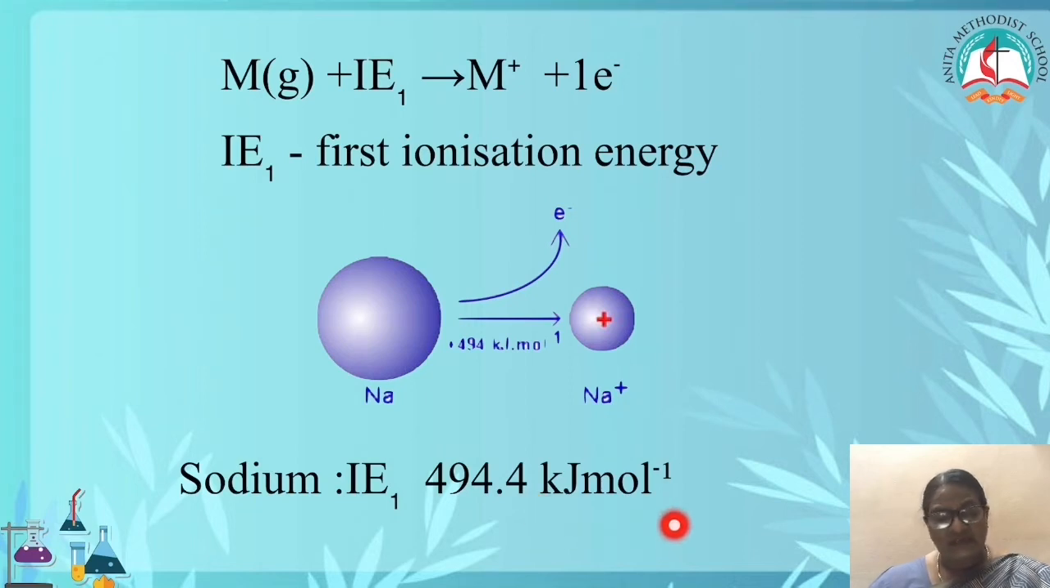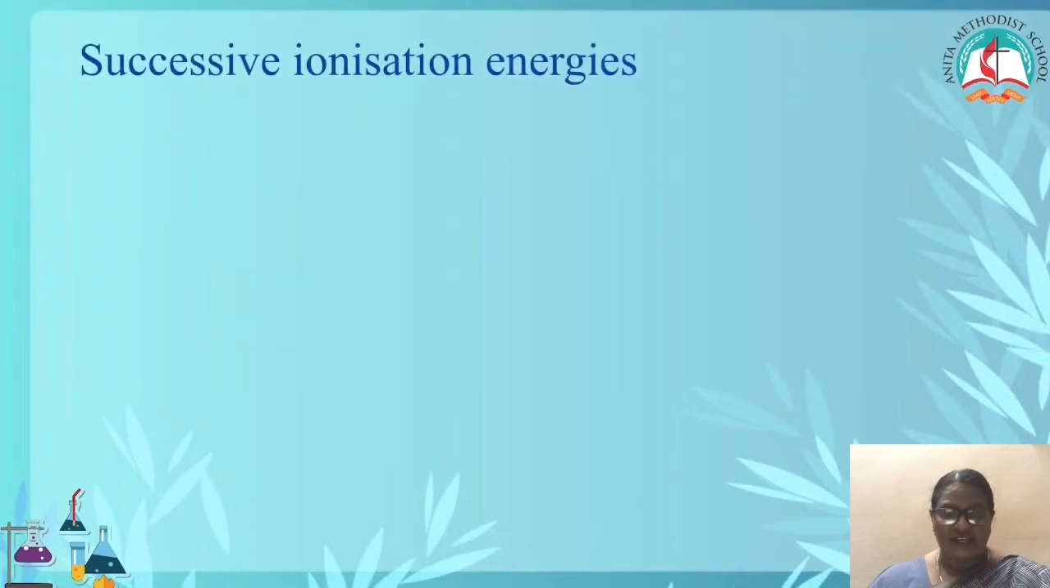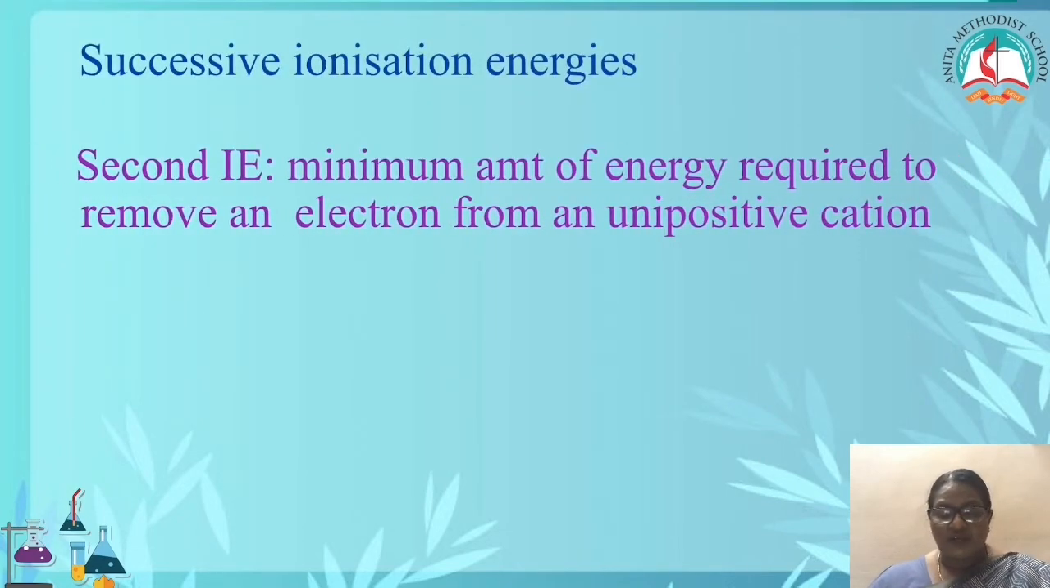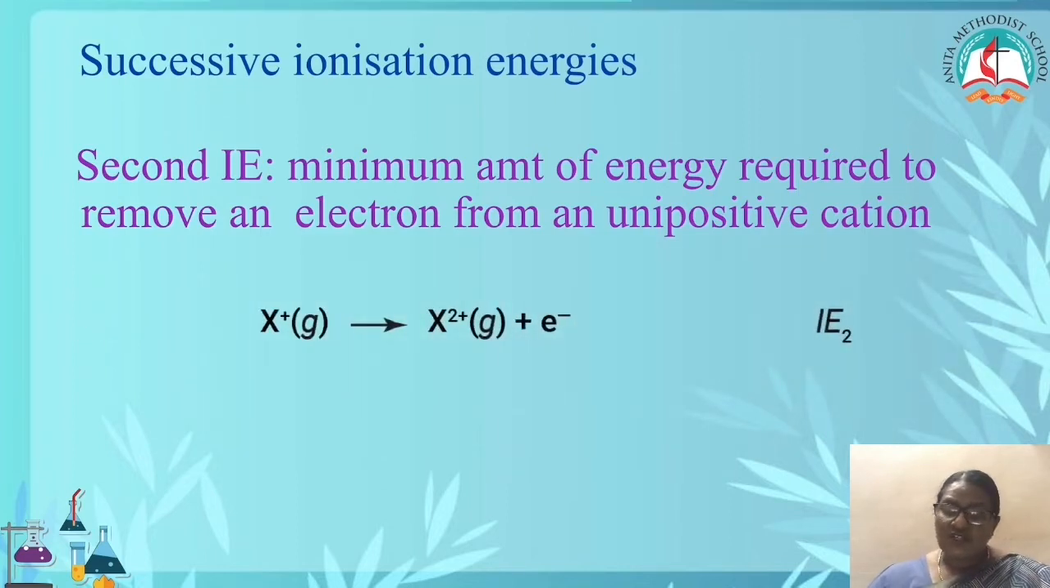So what is second ionization energy? We are going to study successive ionization energy. It is the minimum amount of energy required to remove an electron from a unipositive ion. Already I have removed an electron and a positive charge is there. From that ion, I have to spend some energy to remove the electron to form a dipositive ion. That energy is called IE2, or the second ionization energy.